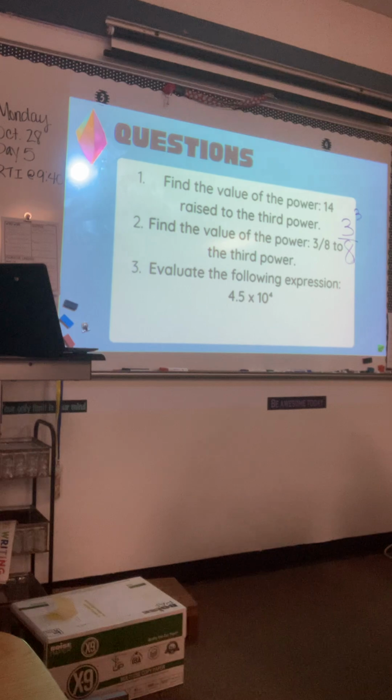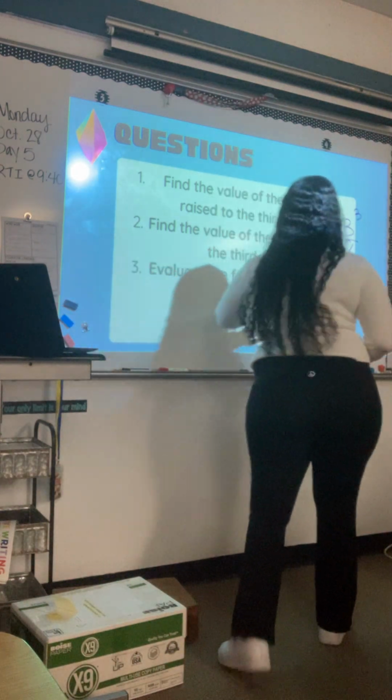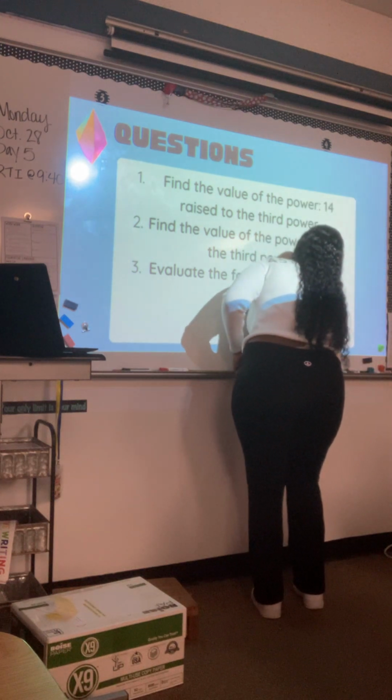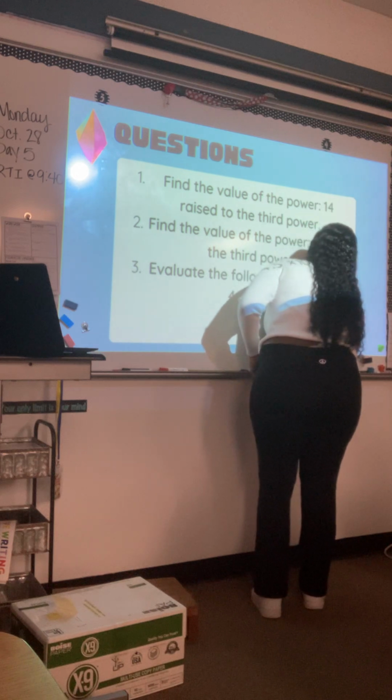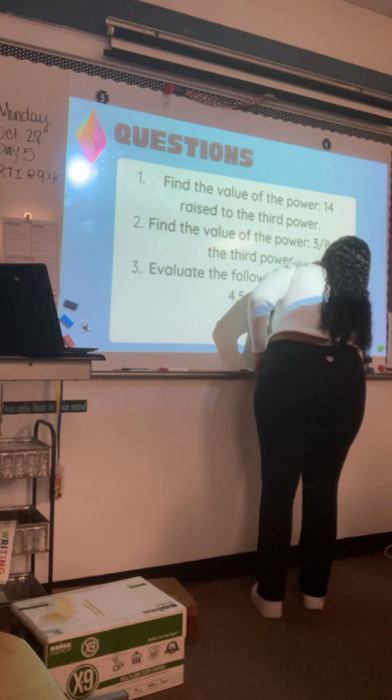Okay, so we're going to solve this one right here. So you write it out. 3/8 to the 3rd power equals 3 times 3 times 3 over 8 times 8 times 8.